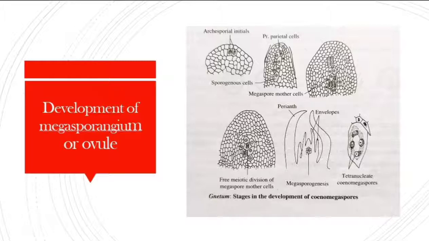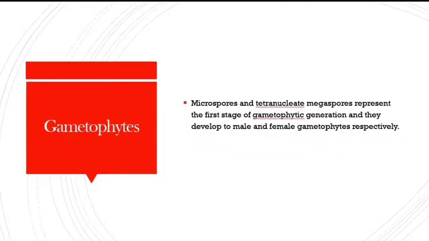This megasporangial initial undergoes repeated division to form a homogeneous mass of parenchymatous cells, or nucellus. The cushion undergoes repeated cell division and gives out three envelopes all around the nucellus. The ovule is formed.